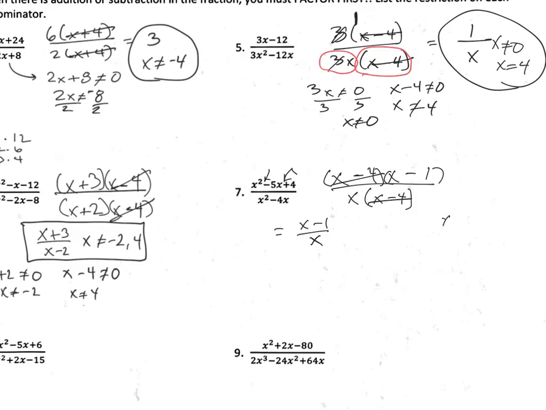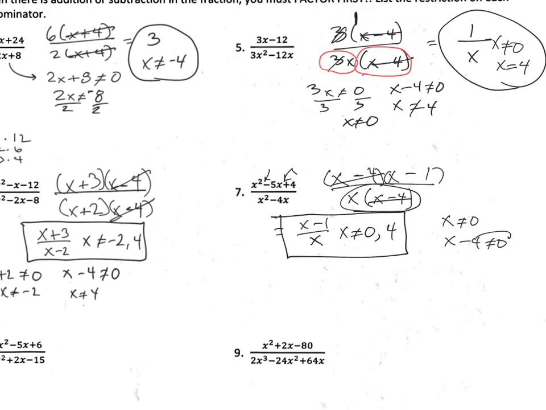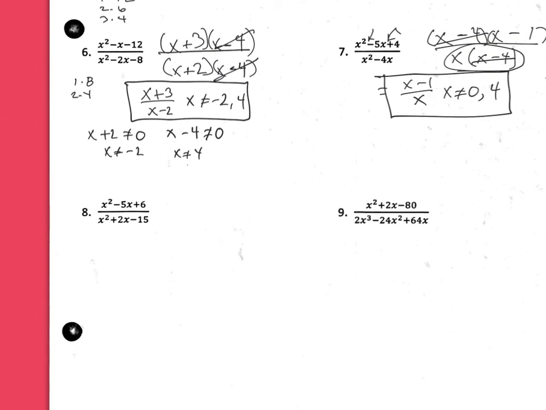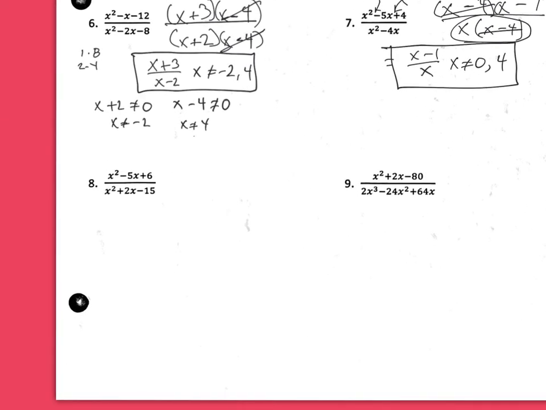Now we have x cannot equal 0, right? And then x minus 4 cannot equal 0. So our domain restrictions are, of course, 0, and then when you add the 4, you get x cannot equal 0 and 4. This domain restriction stuff is with us until the end of school.